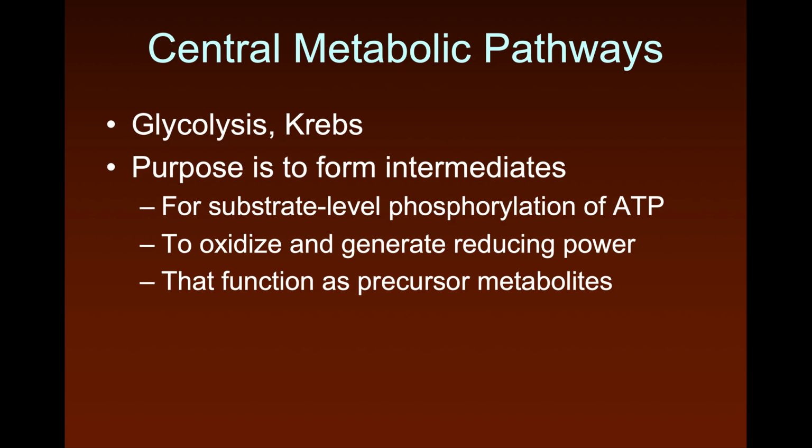The purpose of these processes, and why they're coined the central metabolic pathways, is to form these intermediates. These could be used for substrate level phosphorylation of ATP. In fact, many organisms utilize substrate level phosphorylation. Well, I should say there are times that substrate level phosphorylation is the sole production of ATP. This is, if you recall, where a substrate that has a phosphate group on it can donate the phosphate group directly to ADP to form ATP. This is a very energy inefficient process.